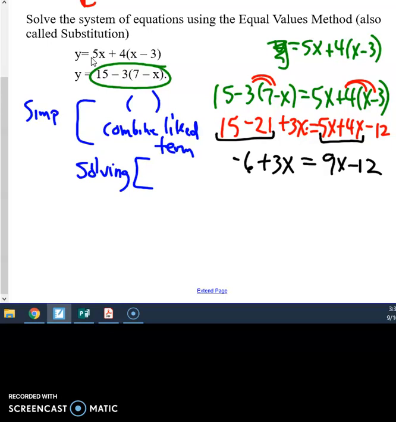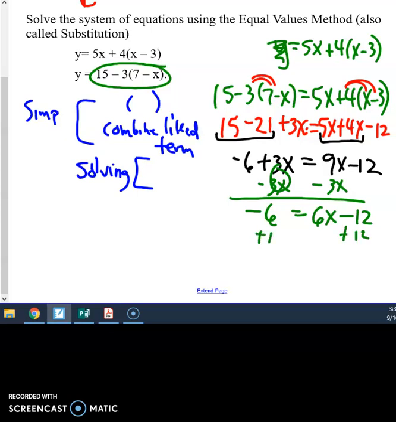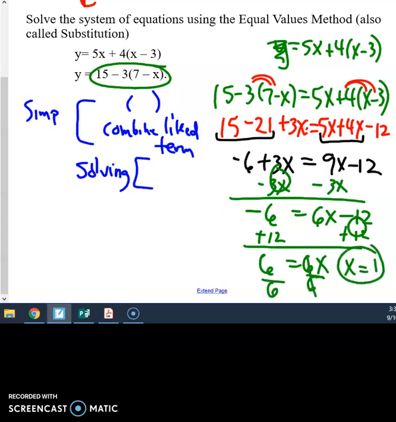So we get rid of the parentheses and combine like terms. Now we get into what's called the solving stage. I like to get rid of the x terms first and keep the number in front of the x positive. So 9 minus 3 is 6. Add 12 to both sides. So I get 6 is equal to 6x, and then solve for x. So x ends up being 1.